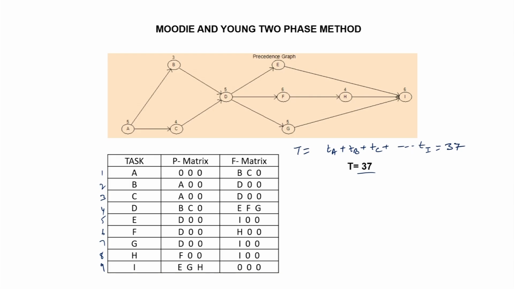So, the first step, the first phase of this methodology is to prepare the P matrix and the F matrix for all the tasks which need to be carried out. P matrix is the predecessors and F matrix is followers. P stands for predecessor and F stands for followers.